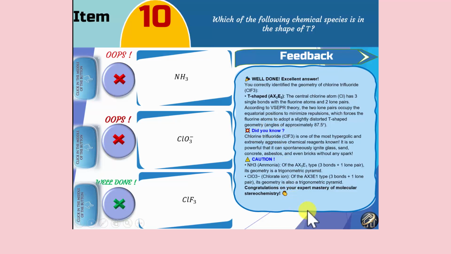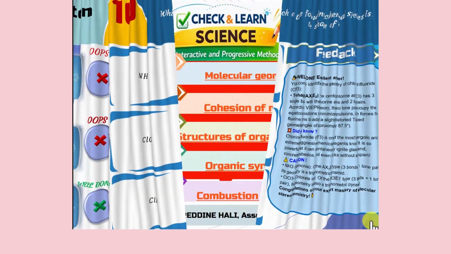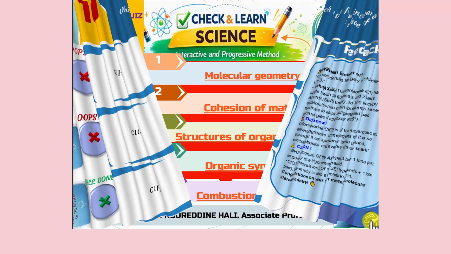Its central chlorine atom has 3 bonding pairs and 2 lone pairs, giving an AX3E2 arrangement. In VSEPR theory, the lone pairs occupy equatorial positions to reduce repulsion, leaving the fluorine atoms in a slightly distorted T-shaped geometry, with bond angles near 87.5 degrees. By comparison, both NH3 and ClO3- are AX3E1 species, so they have trigonal pyramidal geometries. One important safety note: ClF3 is exceptionally reactive and can ignite many materials spontaneously.